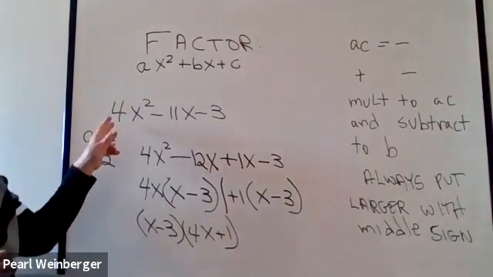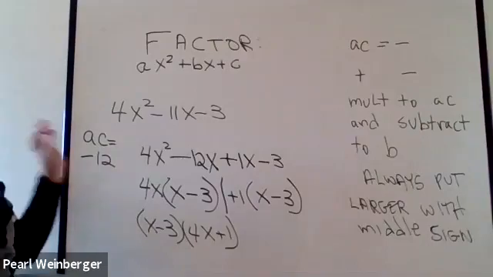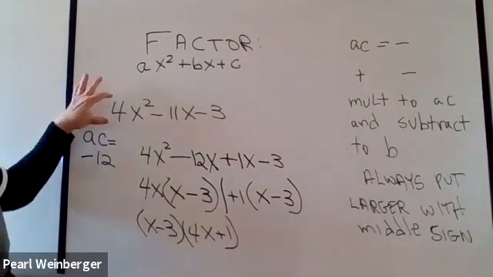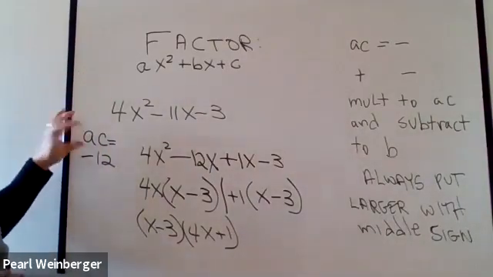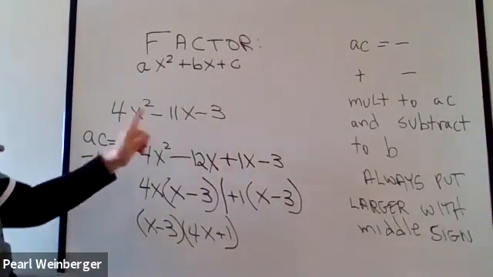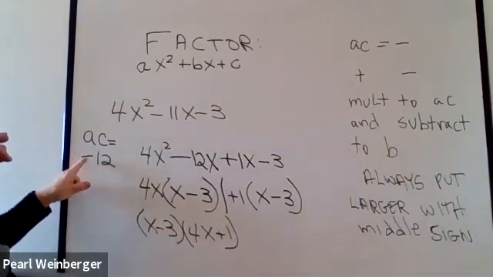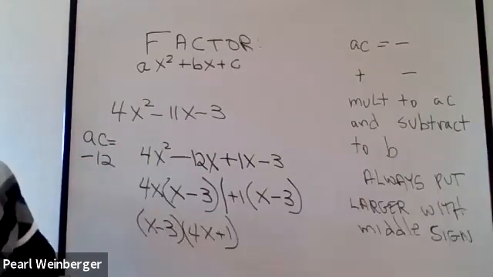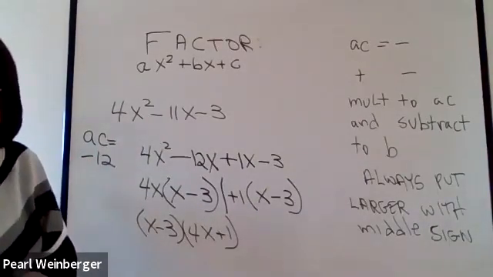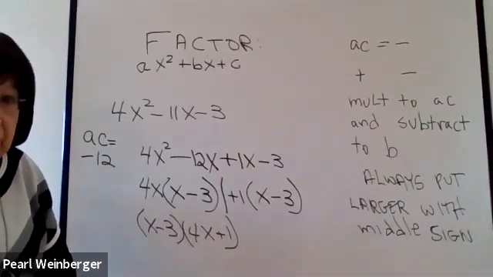So even though there's a leading coefficient in this case, the idea is the same. You multiply, you get your AC. Remember, when the AC is positive, you're looking for numbers that add to the middle. When your AC is negative, you're looking for numbers that subtract to the middle. So the sign will tell you what operation. Plus means add, minus means subtract.